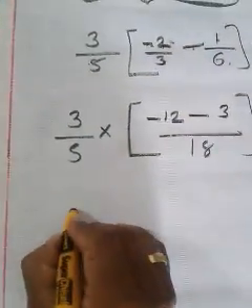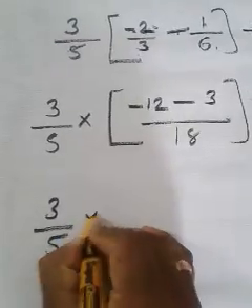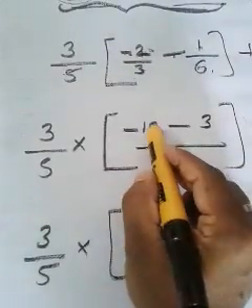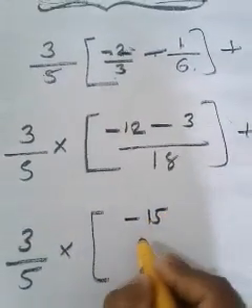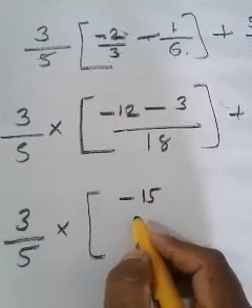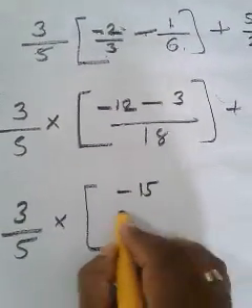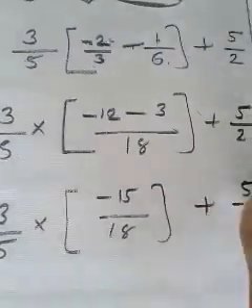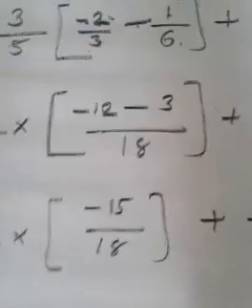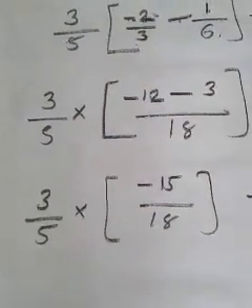Now just see, it becomes 3 by 5 into, and in the bracket what is remaining? What is minus 12 minus 3? Minus 12 minus 3 is minus 15. In the first video session we already discussed that minus 12 minus 3 is minus 15, divided by 18, plus 5 by 2 as it is. You may have understood. If you have any doubt, you can ask me.